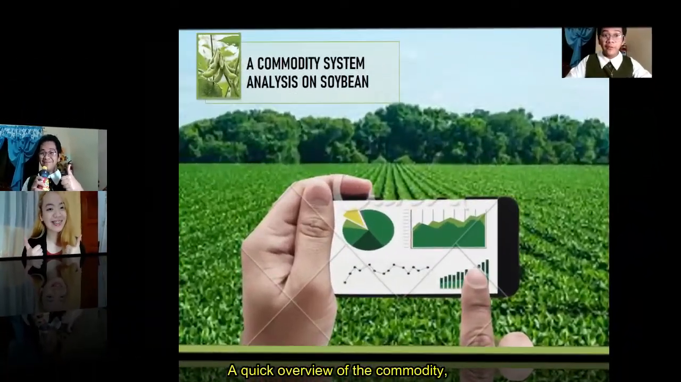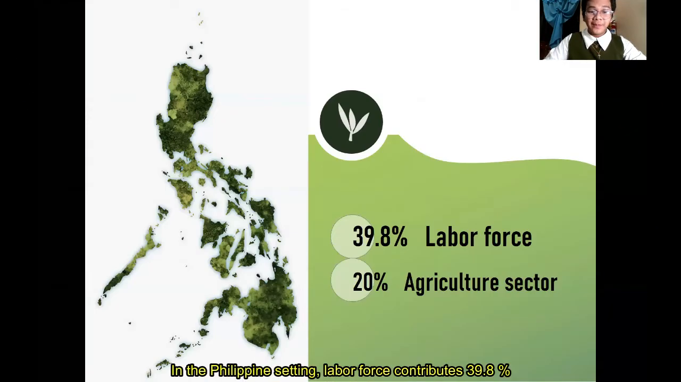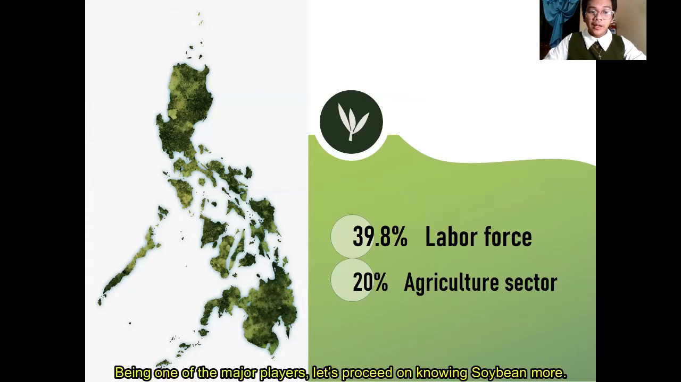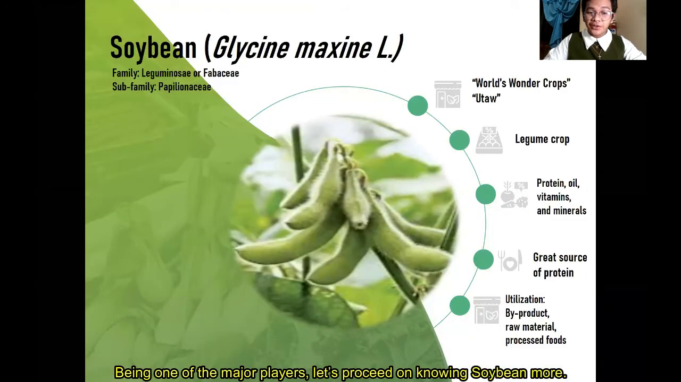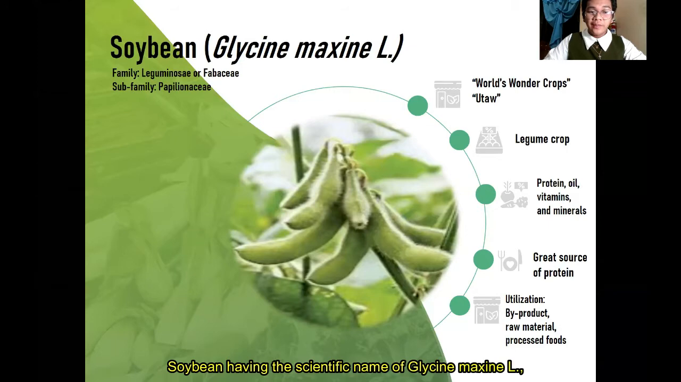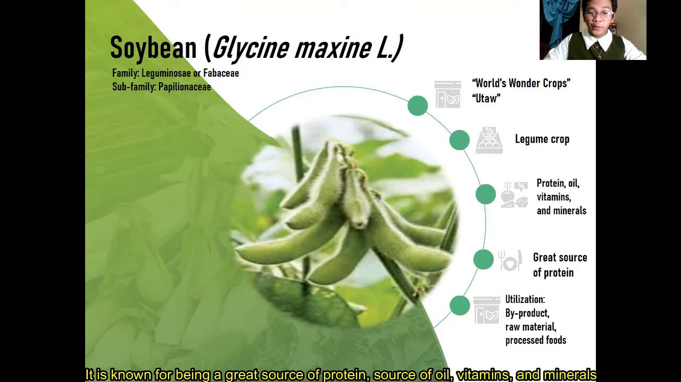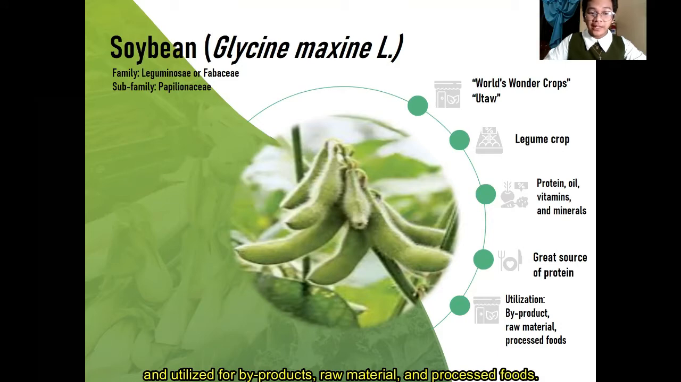Have a quick overview of the commodity. In the Philippine setting, the labor force contributes 39.8% in the gross domestic product or GDP, while the agriculture sector contributes 20%. Being one of the major players, let's proceed on knowing soybean more. Soybean, having the scientific name of Glycine max L., is a legume crop known as one of the world's major crops. It is known for being a great source of protein, oil, vitamins and minerals, and is utilized for byproducts, raw materials, and processed foods.